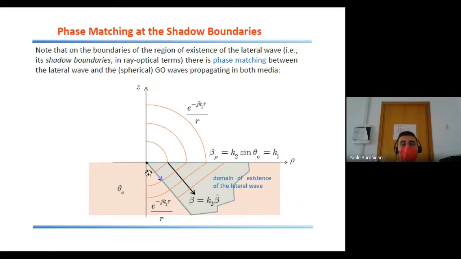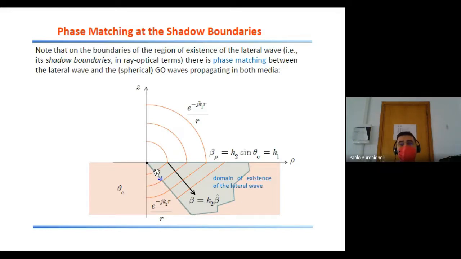It is also instructive to observe that inside the domain of existence of the lateral wave, which depends on the location of the source, of course. So if the source is very close to the origin, as in this picture, in which the source is right at the origin, then the domain of existence of the lateral wave would be the region whose left boundary is defined by the critical ray that goes down, okay?